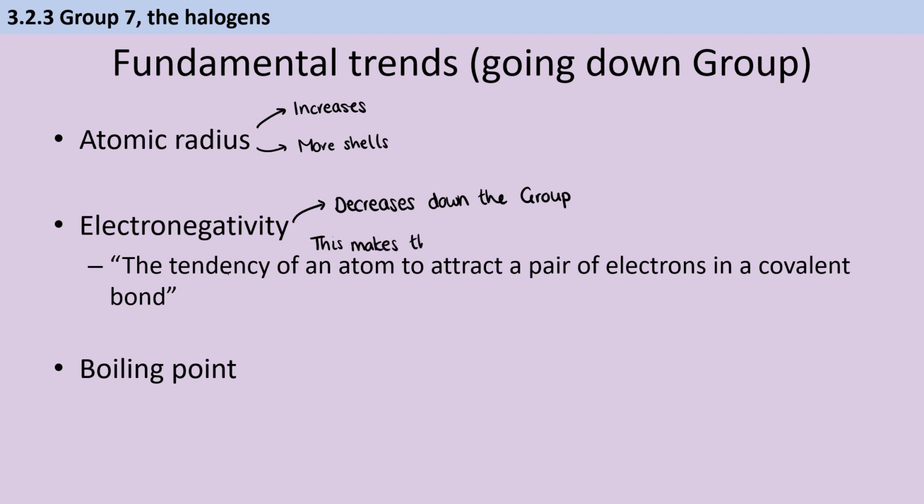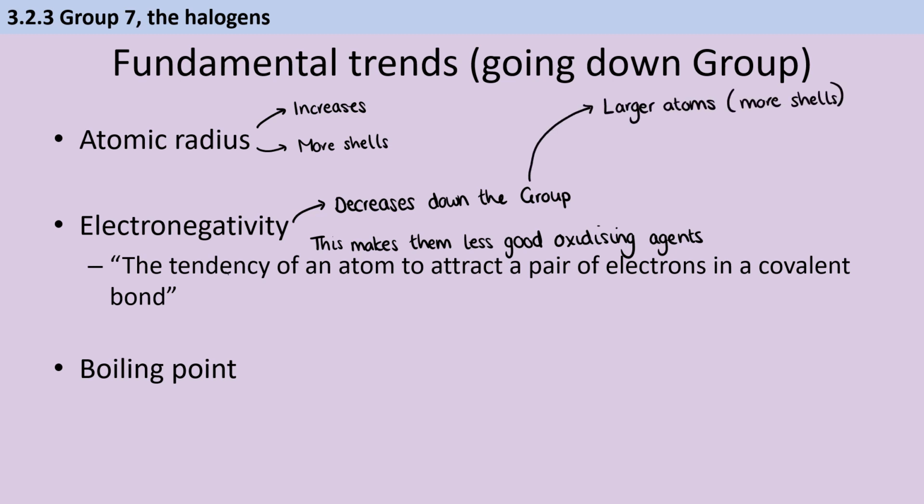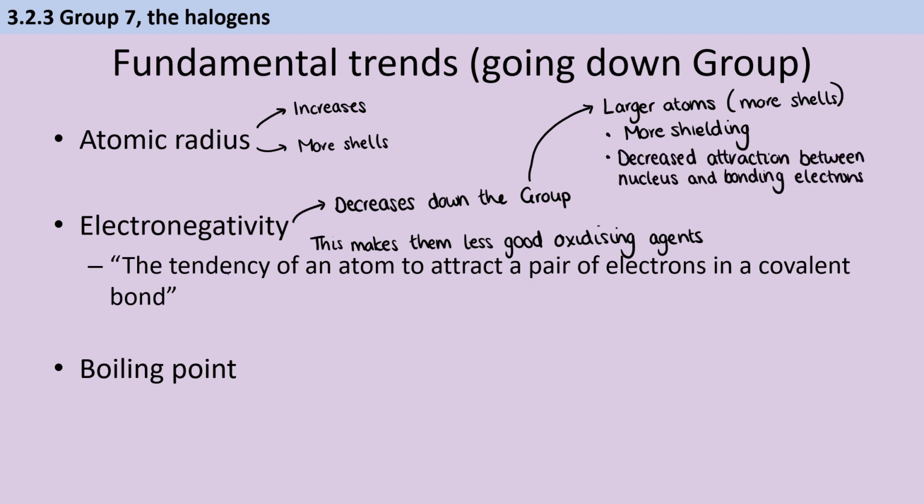down the group. This also means that as we go down the group, things become steadily less good oxidizing agents, so fluorine is a very good one, astatine is a much poorer one. The reason for all this is this larger atomic radius, including more shells. So this means that the outer shell electrons are experiencing more shielding, and therefore there's a decreased attraction between the nucleus and the bonding electrons.